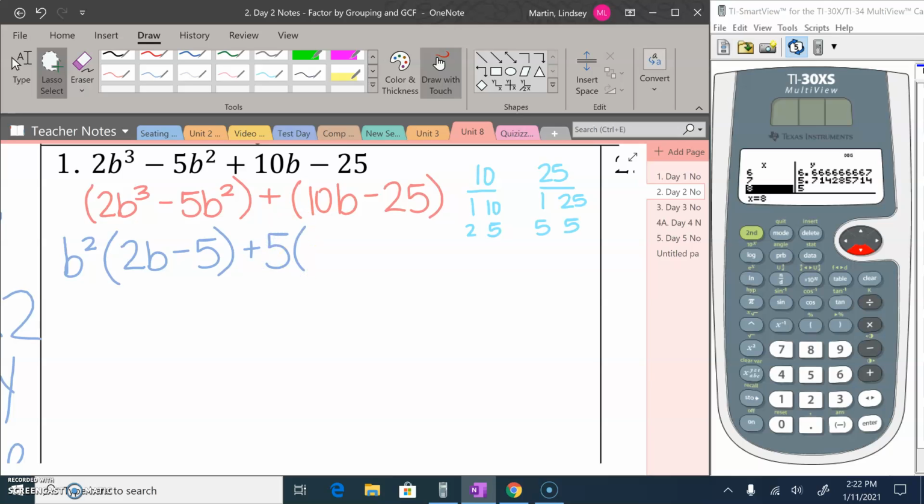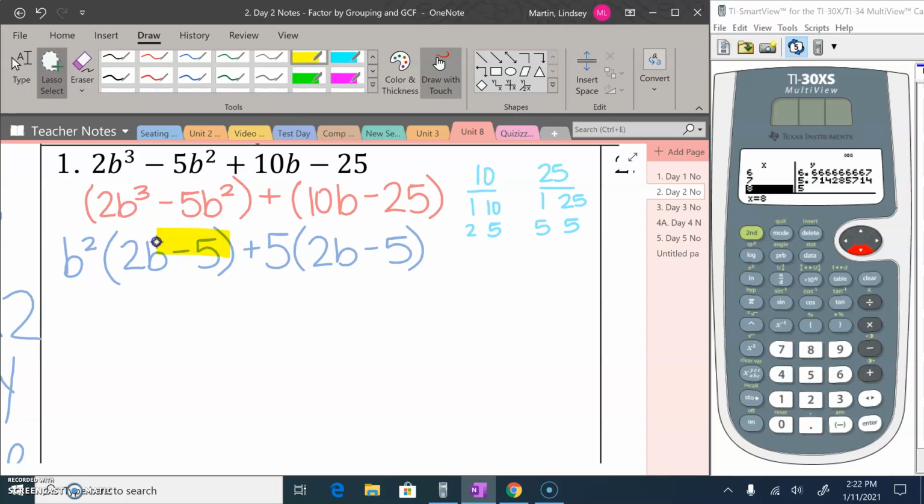Remember, when I take out a GCF, I divide it from everything. That leaves me with 2b minus 5. So I took out 2 GCFs, and now I'm going to take out the funny GCF. The funny GCF is a binomial that they both share. For instance, 2b minus 5 and 2b minus 5 will be my funny GCF.